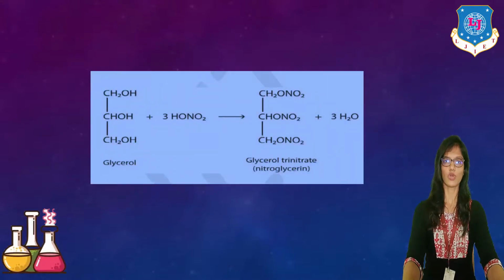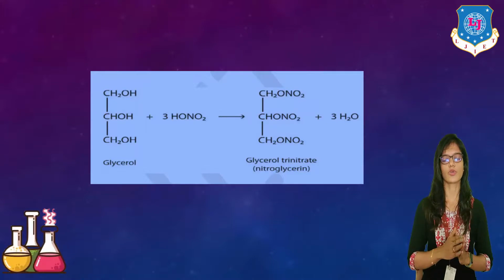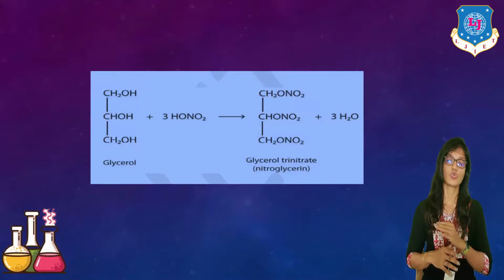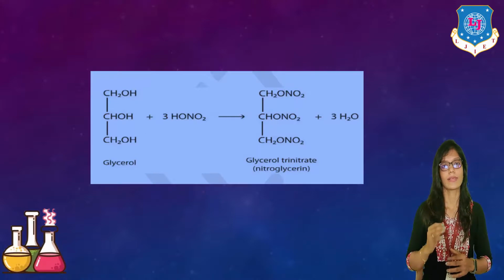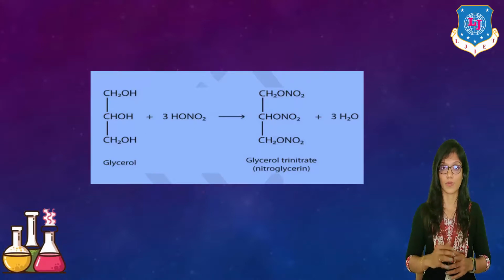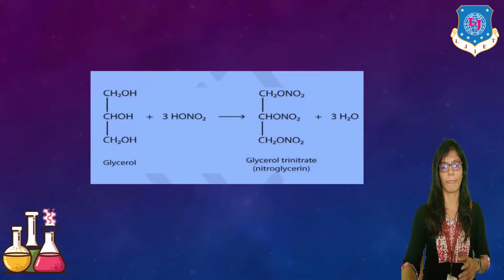Now, as you can see in the image, glycerol is reacted with 3 parts of concentrated HNO3 and 3 parts of H2O are removed, while NO2 is attached to all the 3 carbons, becoming glycerol trinitrate, which is known as nitroglycerin. NG is considered a very good high explosive.